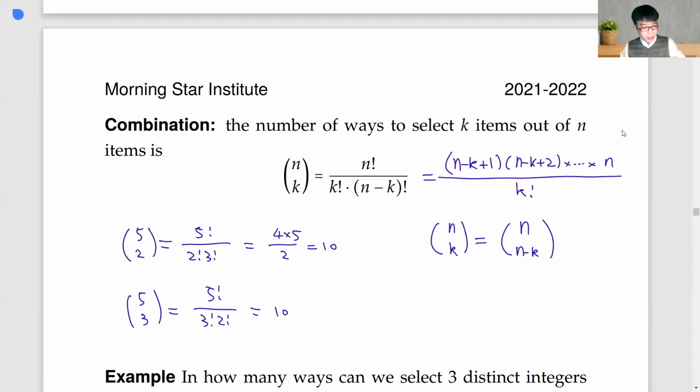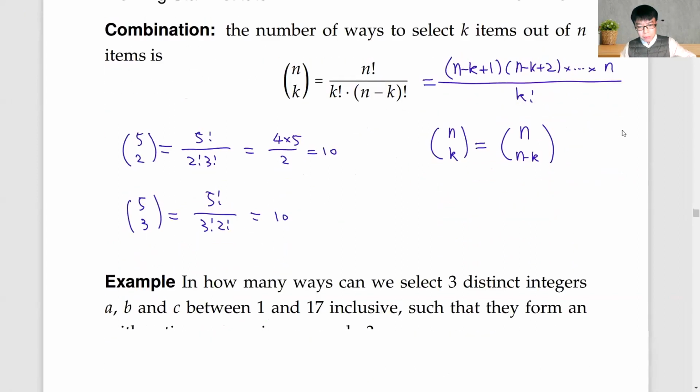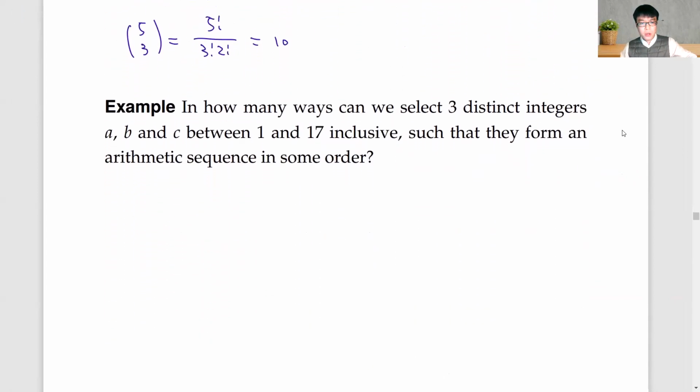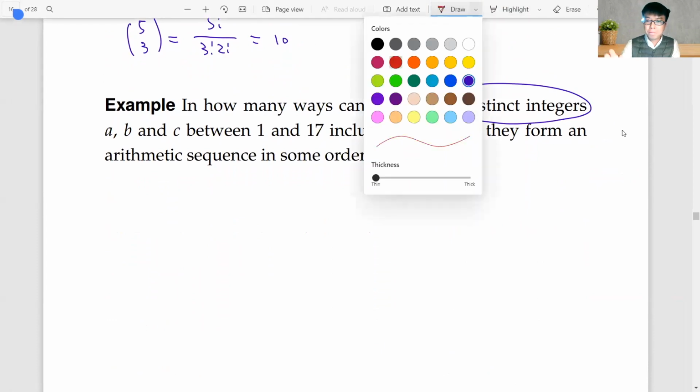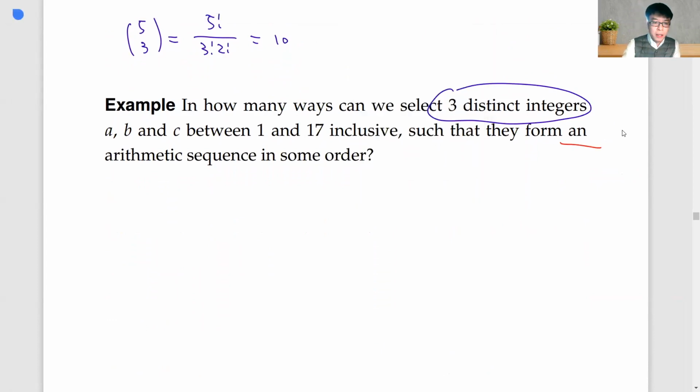So here we have an example. The question is that we have positive integers from 1 to 17. In how many ways can we select 3 distinct integers that, in some order, can be rearranged to form an arithmetic sequence? In how many ways?